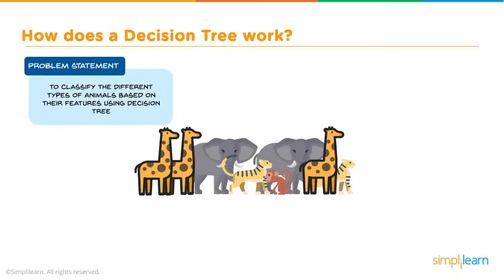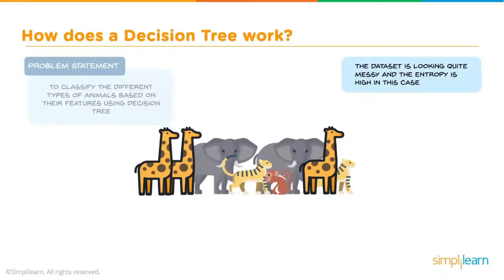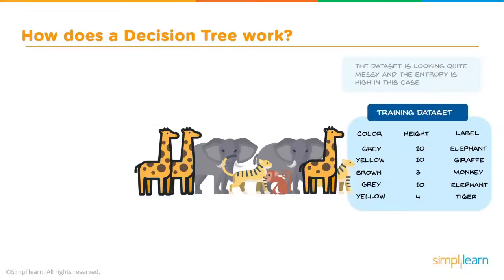So the problem statement is to classify the different types of animals based on their features using a decision tree. The data set is looking quite messy and the entropy is high in this case. So let's look at a training data set. We're looking at color, we're looking at height, and then we have our different animals. We have our elephants, our giraffes, our monkeys, and our tigers, and they're of different colors and shapes. Let's see what that looks like and how do we split the data.